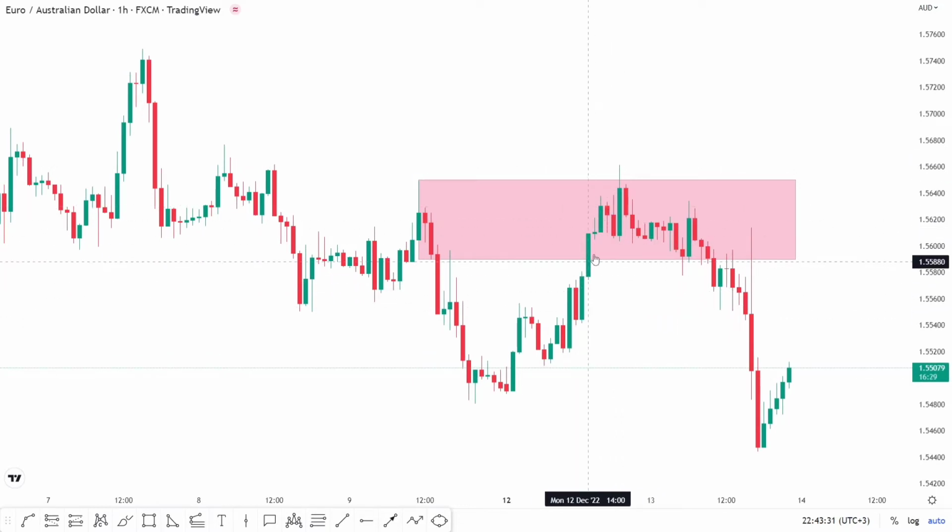Just because price got here does not mean it's going to sell. It is very possible that price can get here and it can continue to break upwards. So if you just come to supply and you open your sell position blindly, you're likely to hit stop loss. So we wait for confirmation.